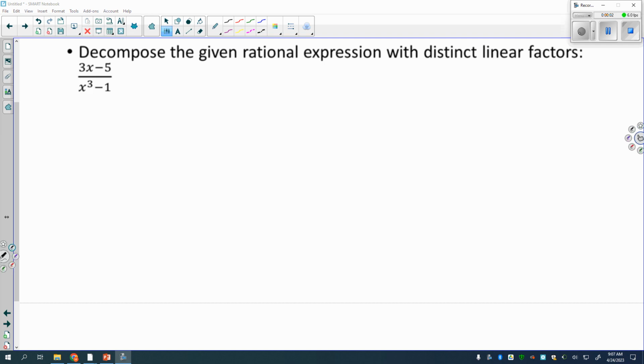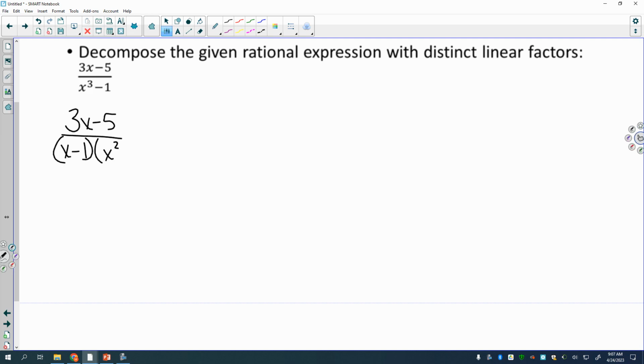Okay, just like on the last examples, we're going to want to start by factoring. Remember, a difference of cubes is factorable, and we factor that as x minus 1 times x squared plus x plus 1. And then we decompose this.